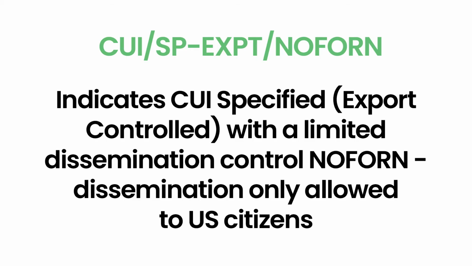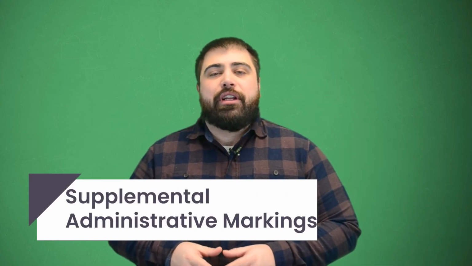For example, this designation indicates CUI specified export control, with a limited dissemination control no foreign, limiting dissemination to U.S. citizens only. Paragraphs marked with parentheses CUI mean they contain basic information. If CUI exists in classified documents, its markings will appear in that section where it exists. It's important to point out that in this instance, additional markings won't exist in the header or footer of the document. Finally, I need to mention supplemental administrative markings.